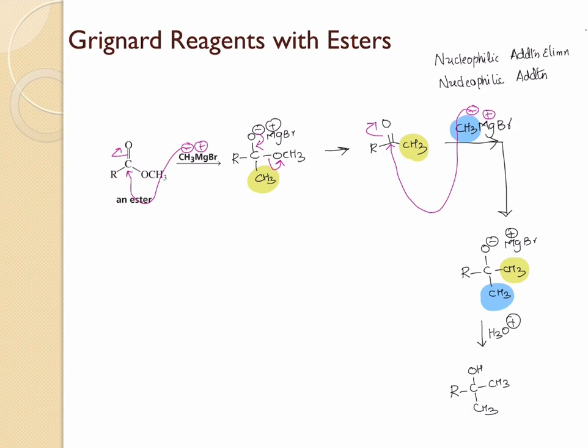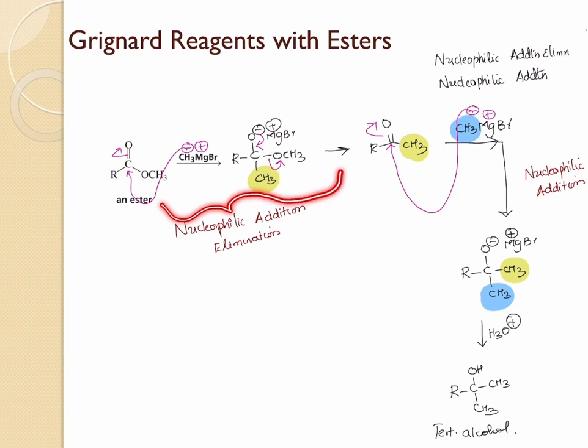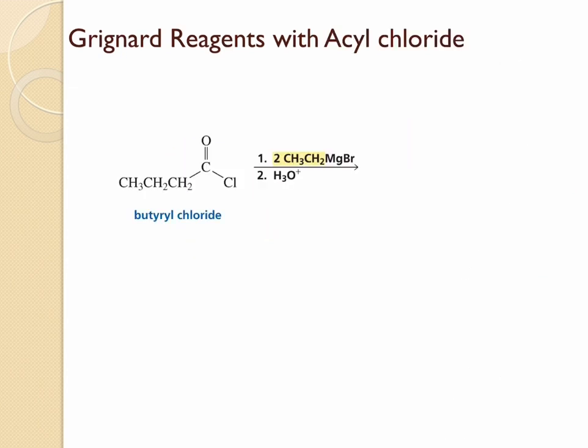And obviously you can see that this is a tertiary alcohol because the OH is connected to a carbon, which in turn is connected to three carbons. Here the reaction with the first equivalent of Grignard reagent is a nucleophilic addition elimination, and the second reaction is a nucleophilic addition reaction. Likewise, acyl chlorides also undergo two successive reactions with Grignard reagents to give us tertiary alcohol. Here the leaving group would be Cl-.